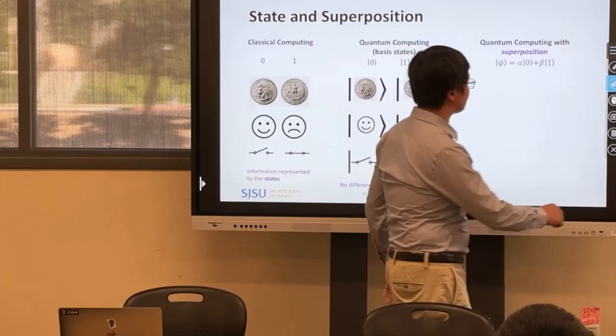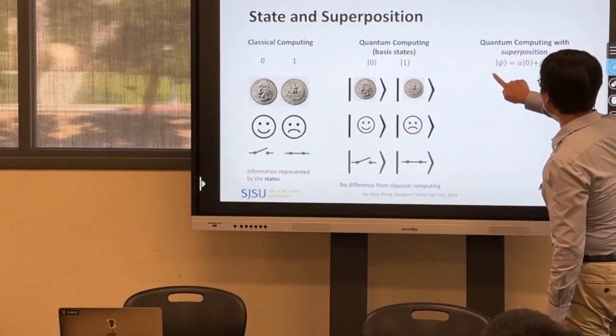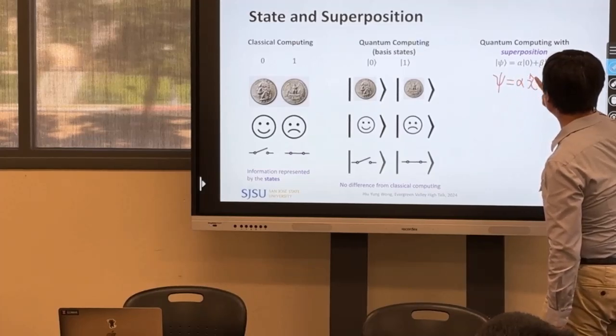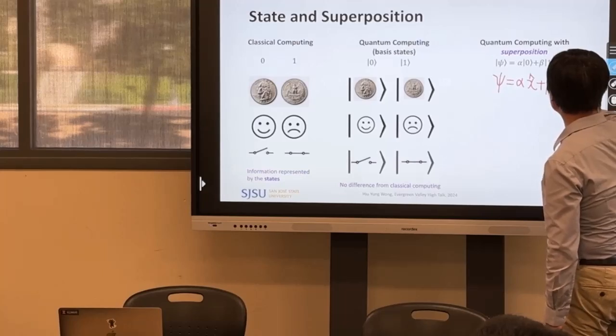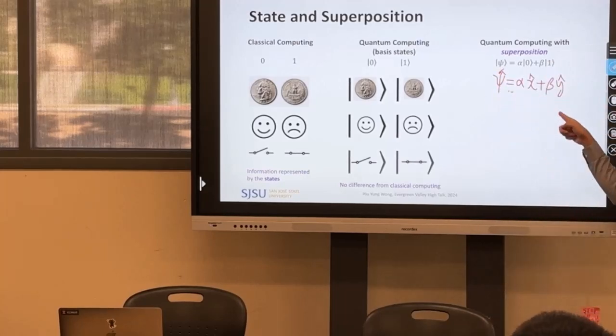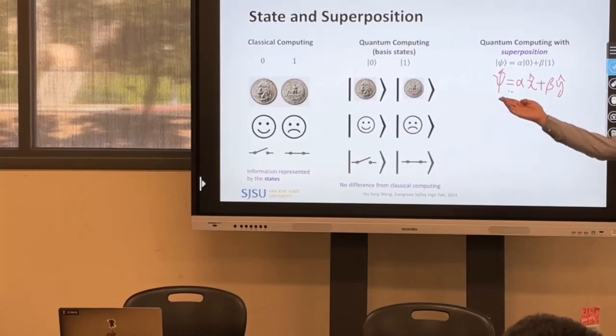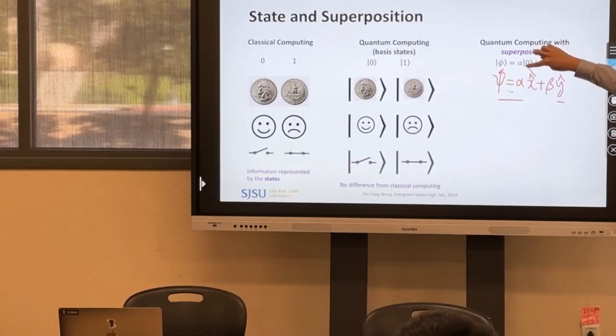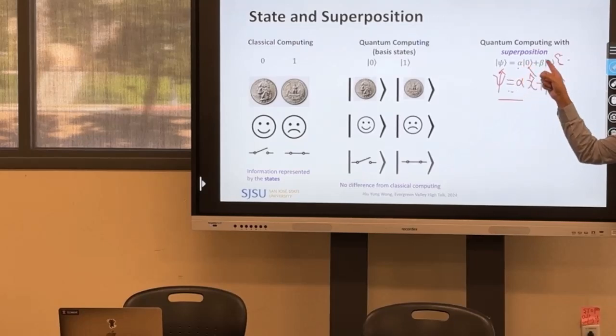If you still feel this is very confusing, then why don't you think about this as psi equals alpha of x hat plus beta of y hat? Would this make you feel more comfortable? Because this is what you have been using in your algebra, right? When you learn the coordinate. So what I have changed is just x hat to 0 and y hat to 1, just a notation. I can even say alpha orange plus beta apple if I want.